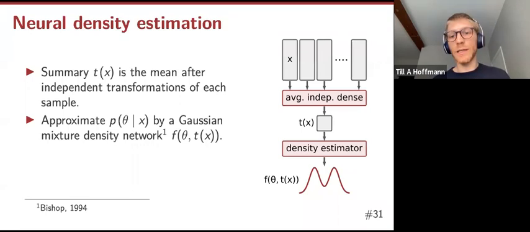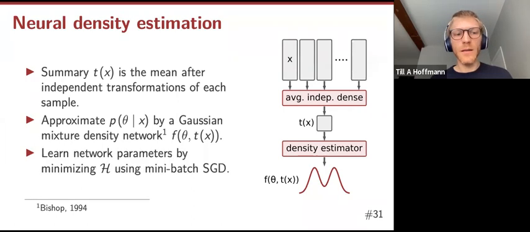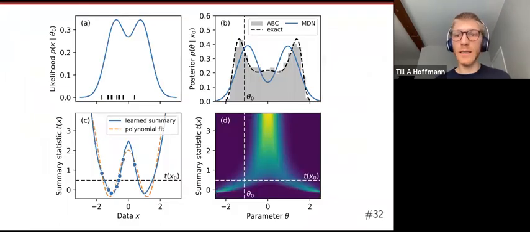And then we will try and estimate the posterior distribution with the Gaussian mixture density network. And the parameters of the Gaussian mixture density network will only be allowed to depend on that single number. So intuitively, this network collectively needs to learn that all the information can be compressed down. And yeah, we'll learn the network parameters by minimizing using mini batch stochastic gradient descent. So what does this look like?